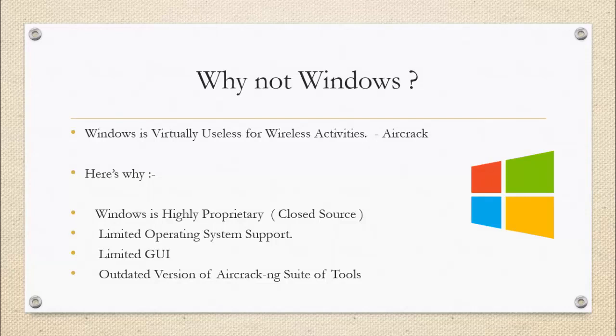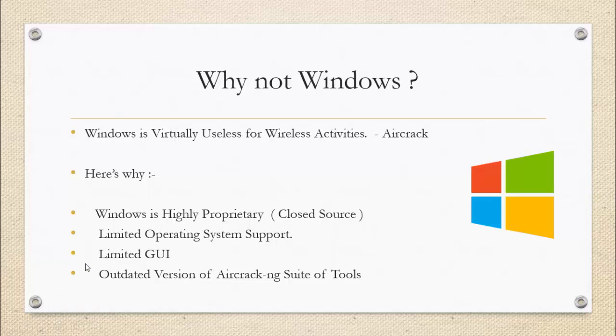The very first reason why Windows is not used is because Windows is a highly proprietary operating system. Proprietary basically means closed source. Microsoft does not give you the source code of their kernel and various driver software, and this is the reason why it becomes very difficult to troubleshoot various problems.